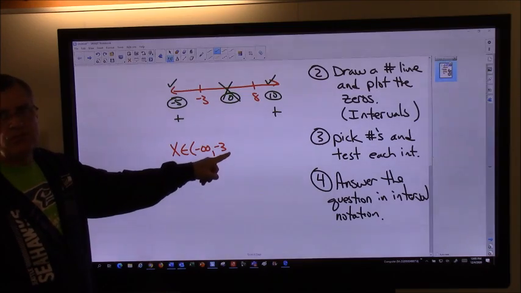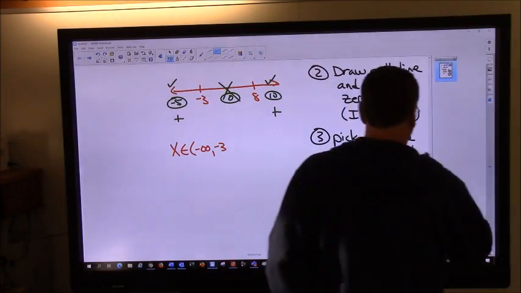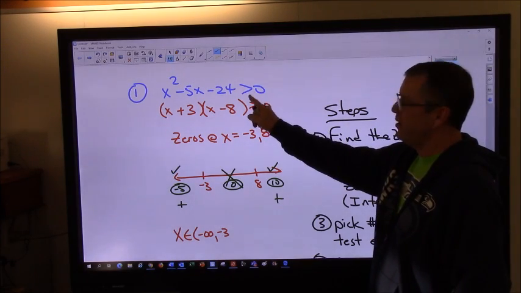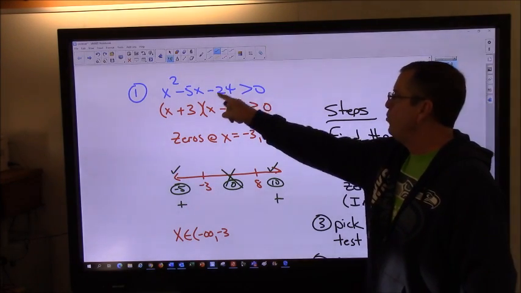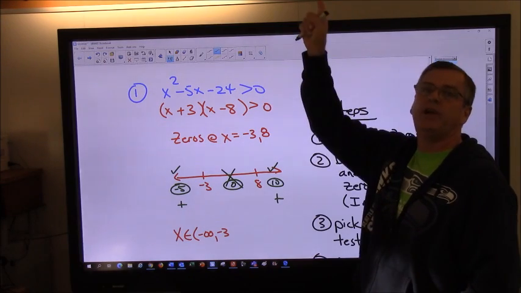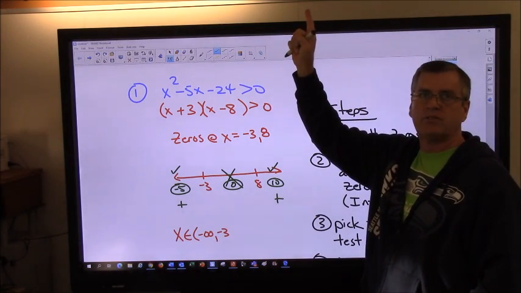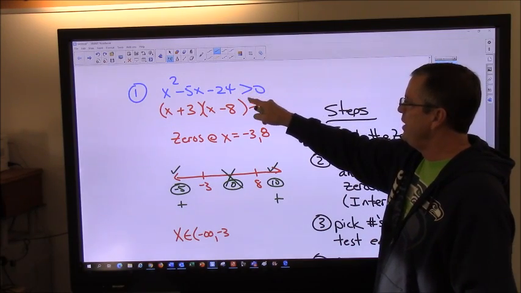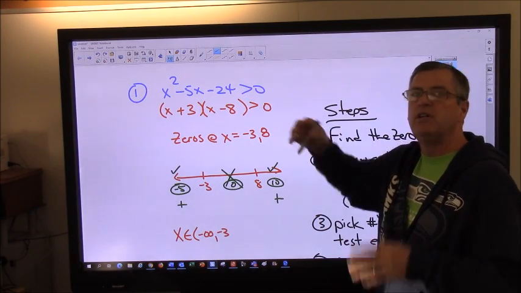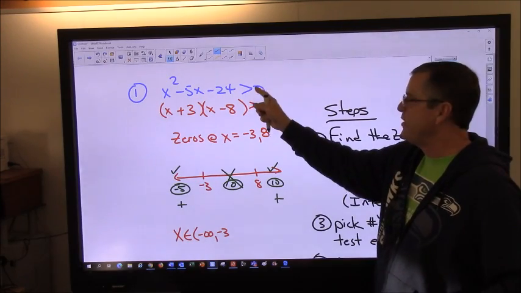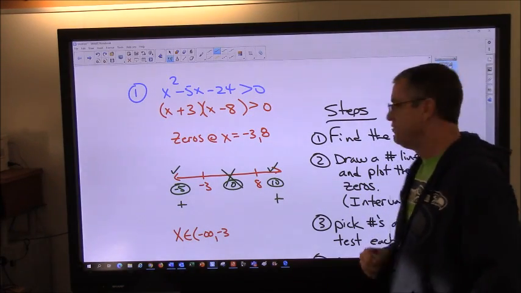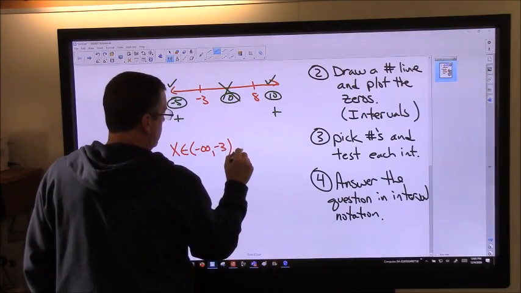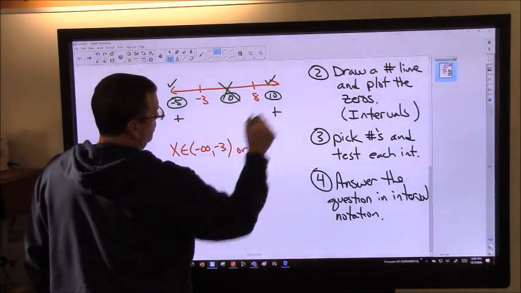Bracket or parenthesis at negative 3. If we go back and look at the original problem, there is no equal part to this. So I don't want to know where this equals 0. I want it to be greater than 0. So that means no brackets. Right? Essentially, if the equal sign is here, if it's greater than or equal to or less than or equal to, brackets. If it's just greater than or less than, parentheses. Okay? So I want a parenthesis here, or I want the interval from 8 to infinity.